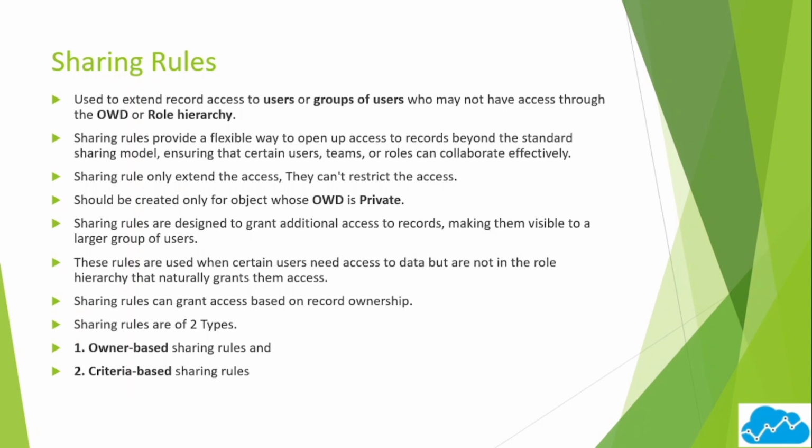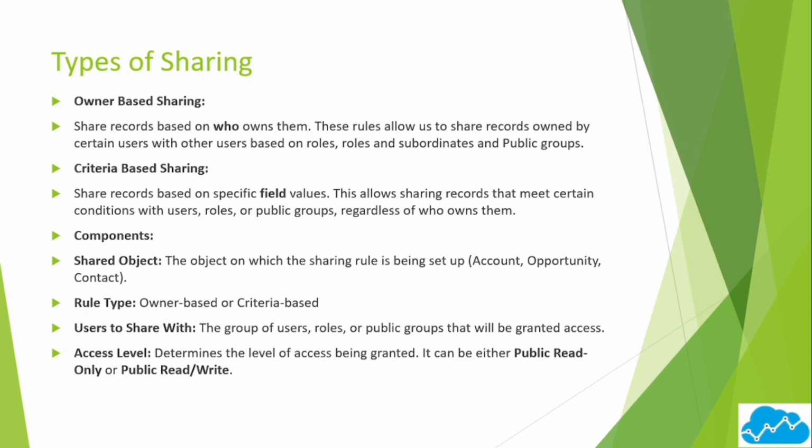Let's see them one by one. Types of sharing: owner based sharing. Here it shares the record based on who owns them. So whoever is the owner of that particular record, they are going to share that record. These rules allow us to share records owned by certain users with other users based on their roles, subordinates, or public groups.